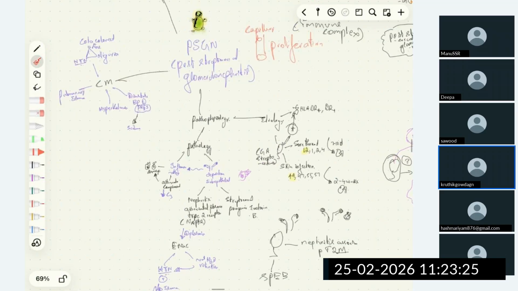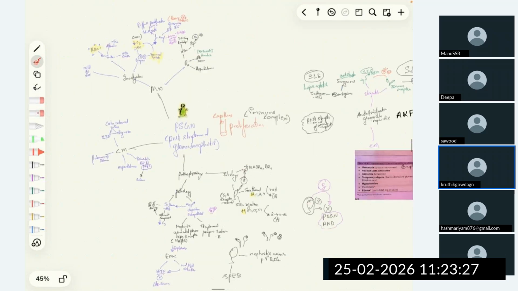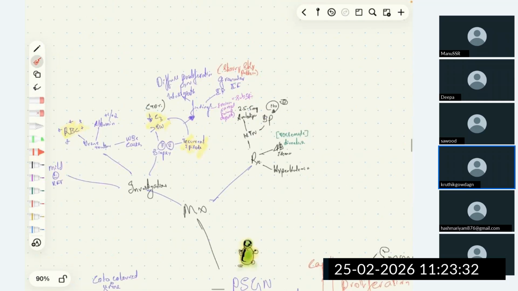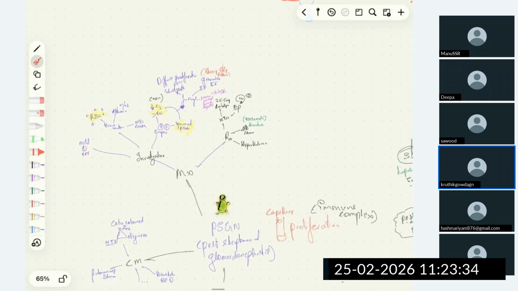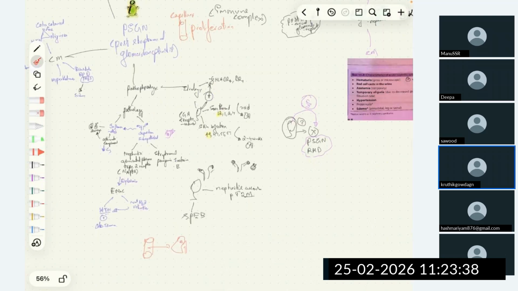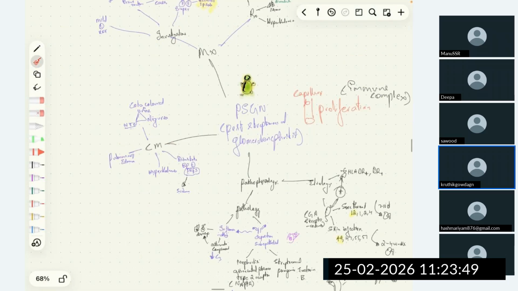Under investigation, when we are doing investigation, 90% of patients have reduced C3 levels. It's an important point. We'll come to it when discussing investigations. So this is about the etiopathogenesis of PSGN. We saw genetic predisposition, infection, followed by immune attack. Let's go on to clinical manifestations.